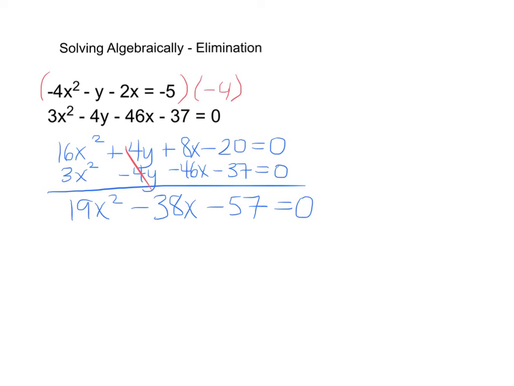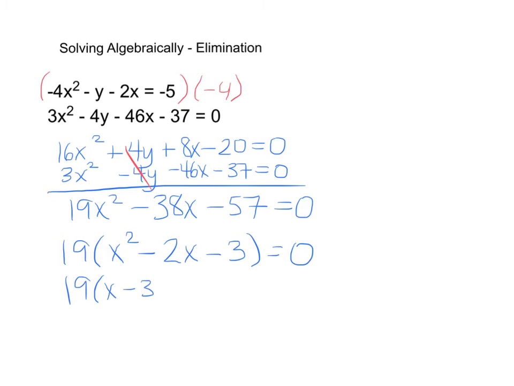Now this is a quadratic equation, and you can solve a quadratic equation by factoring, and that looks like it could be really hard to factor unless it has a common factor. Does it have a common factor? 19. So if we factor out the 19, we'll get x squared minus 2x minus 3, just dividing each of those by 19. And then factor, that becomes (x minus 3)(x plus 1).